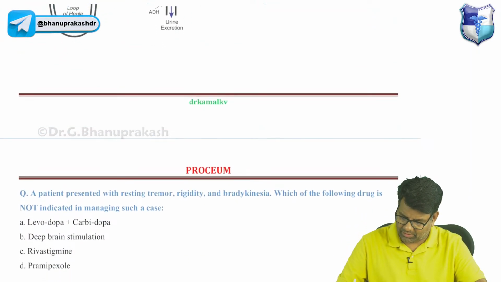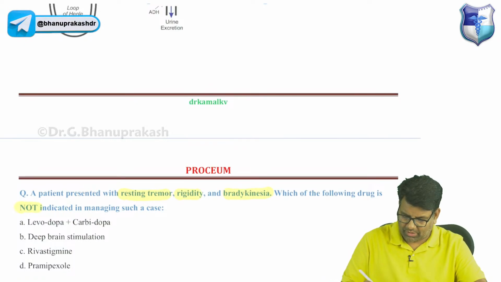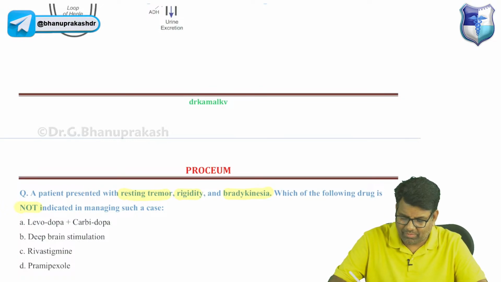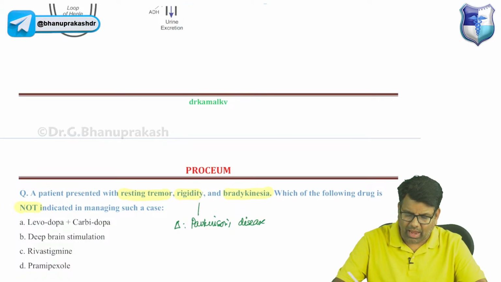Now, a patient presented with resting tremor, rigidity and bradykinesia. Which of the drugs will not be helpful in managing this case? Yes. So the classical presentation is Parkinson's disease. Right? So this is Parkinson's disease, and there is no role of giving rivastigmine because rivastigmine is used in Alzheimer's.